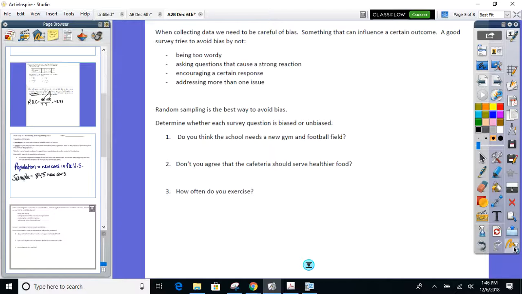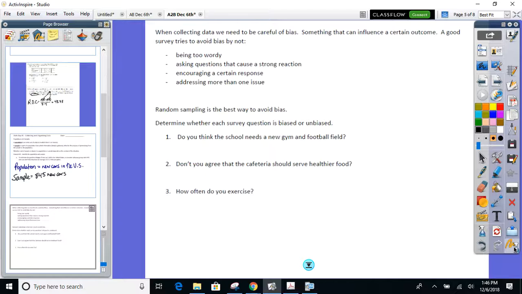So my first question, do you think the school needs a new gym and a football field? Biased or unbiased? This isn't an actual question. I don't care what your opinion is on here, by the way. Somebody in 5th period said no, and I'm like, I don't care what you think. I just want to know if it's biased or unbiased. What do we think here for this one?